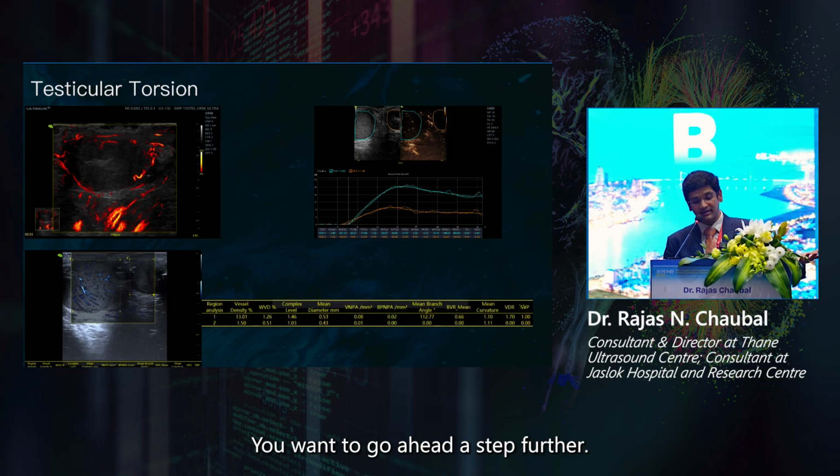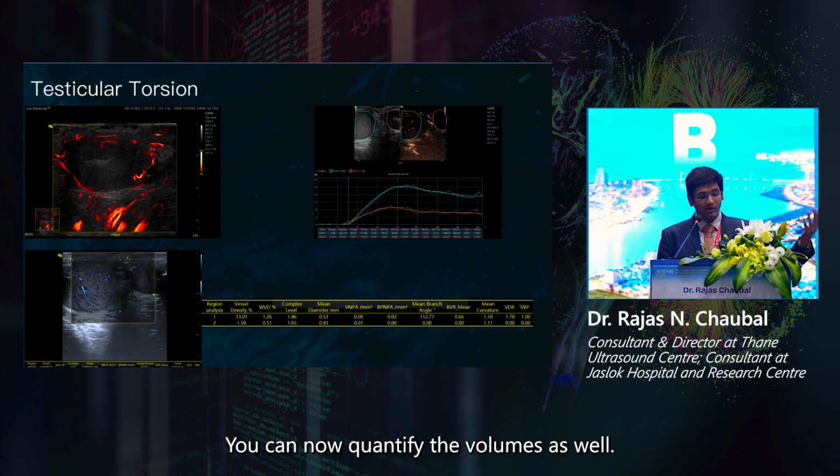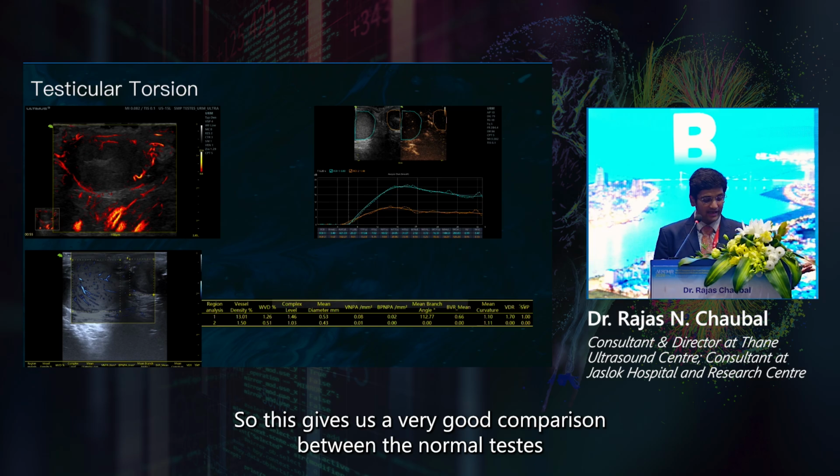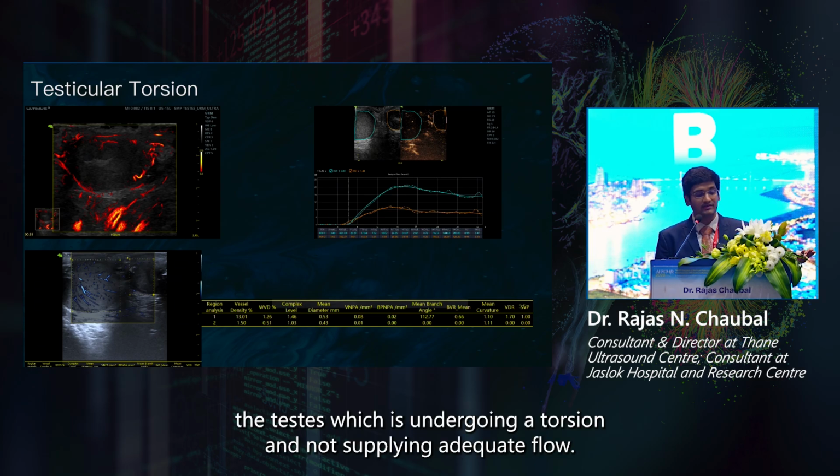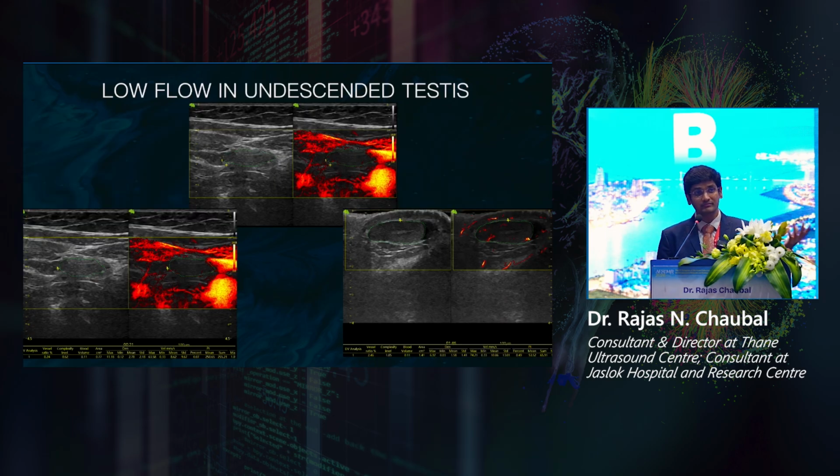You want to go ahead a step further, please do that. You can now quantify the volumes as well. So this gives us a very good comparison between the normal testes, which is being well supplied, versus the testes which has undergone a torsion and not supplying adequate flow.